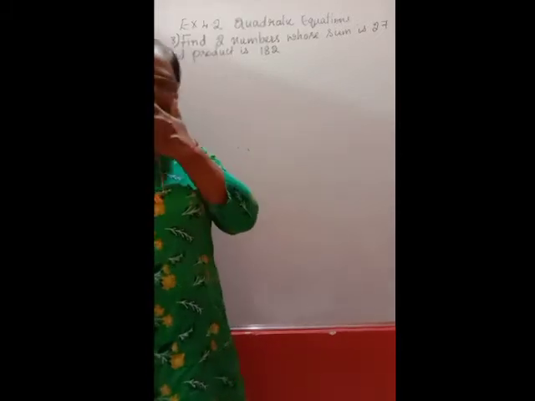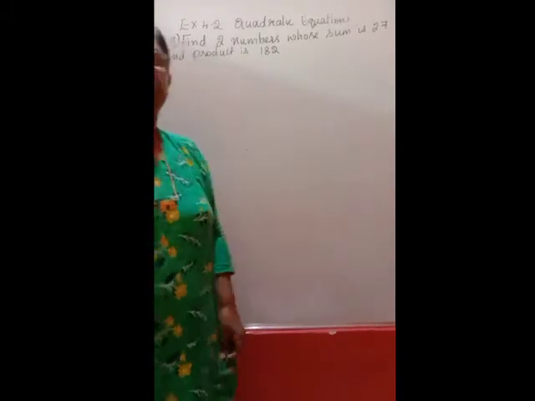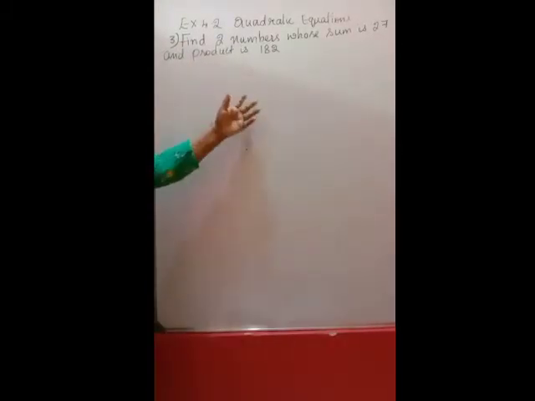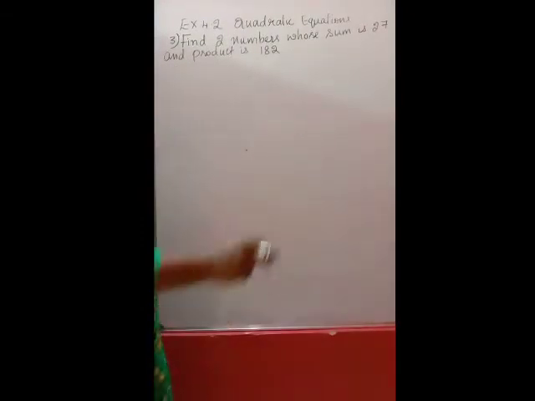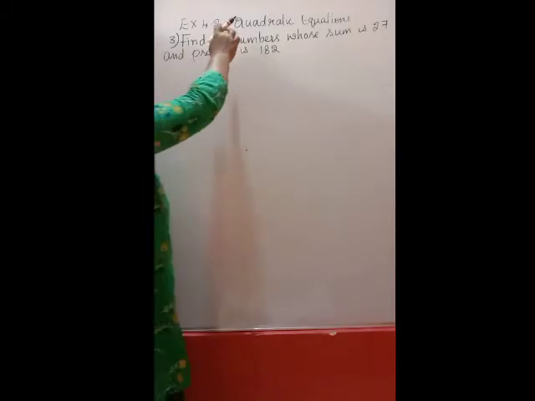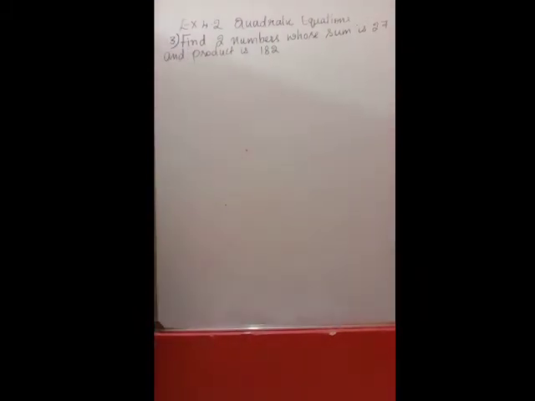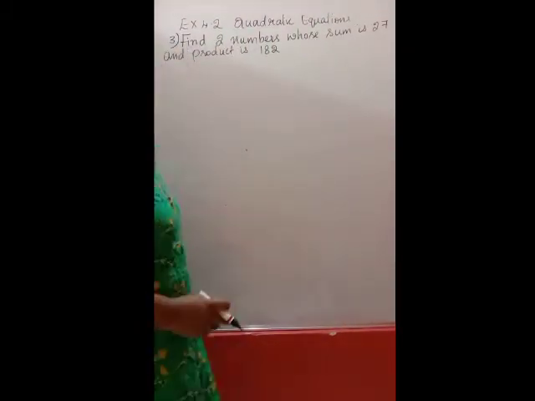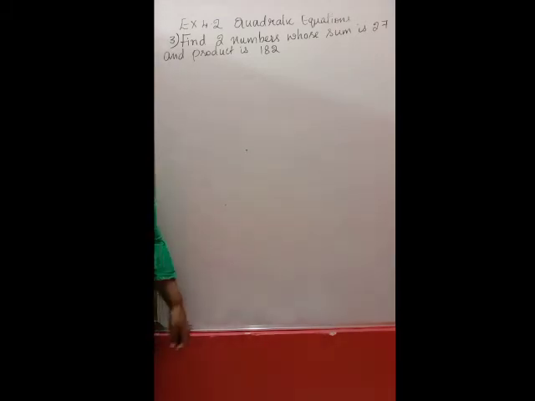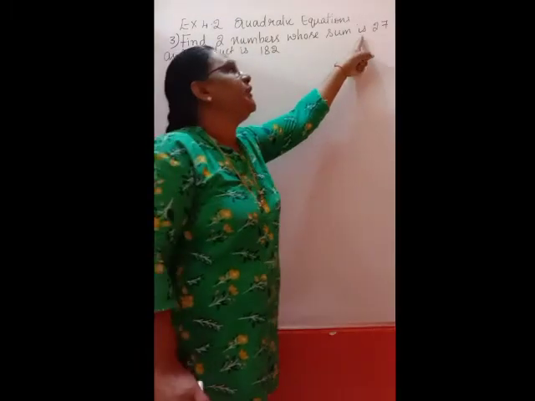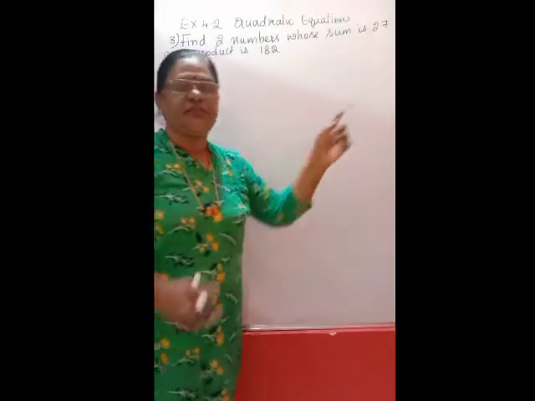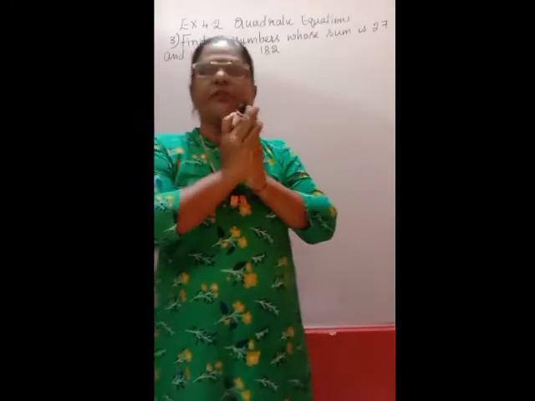So yesterday I uploaded 2 videos and today I am going to solve the third problem from exercise 4.2 from the lesson quadratic equation. Okay. So here in the third question what they have given: find two numbers whose sum is 27. Sum means when you add two numbers you will get 27.